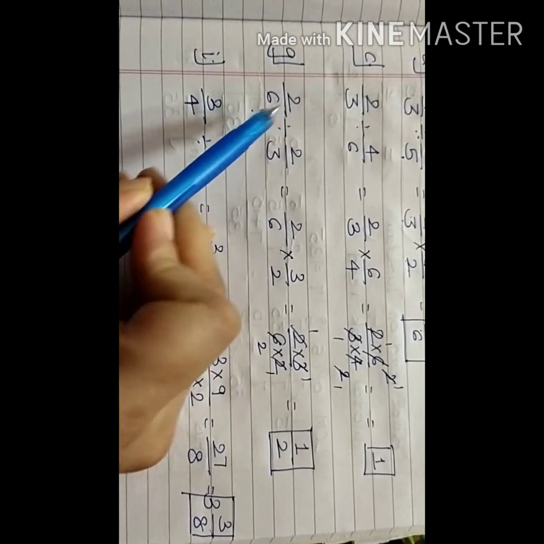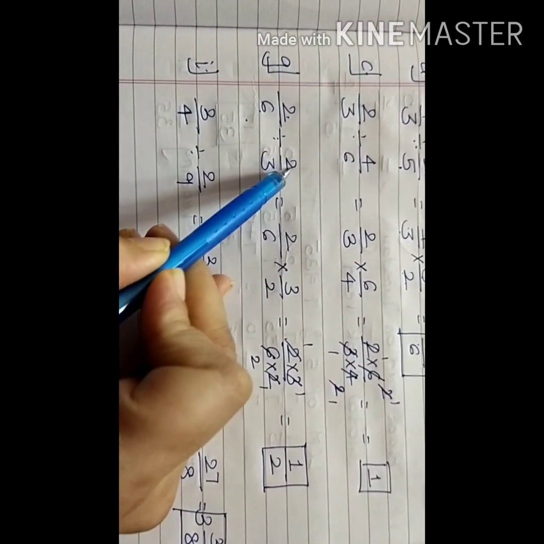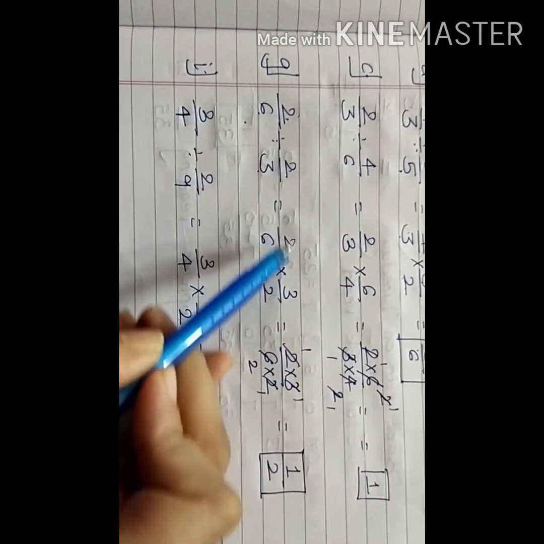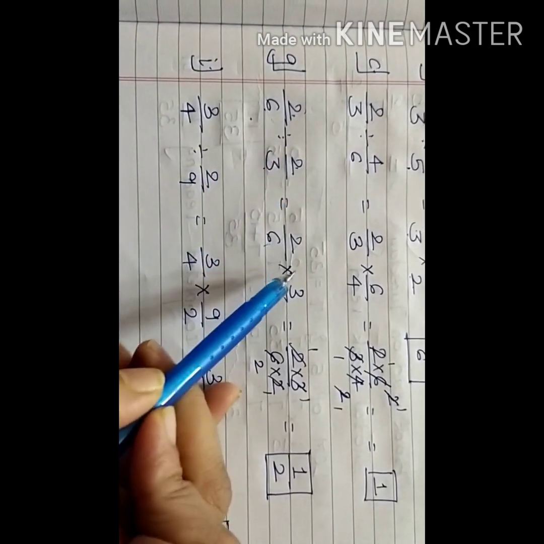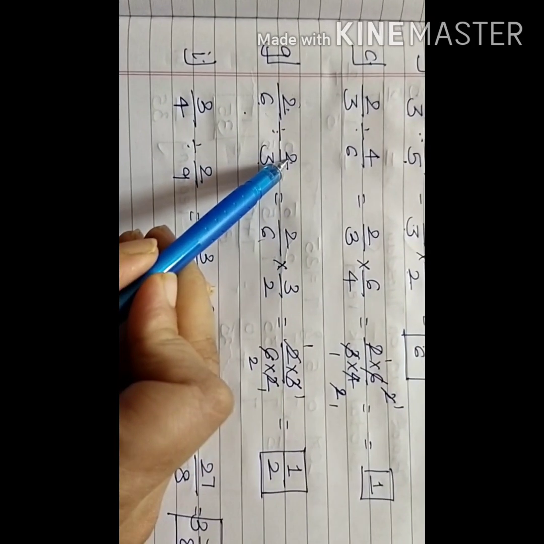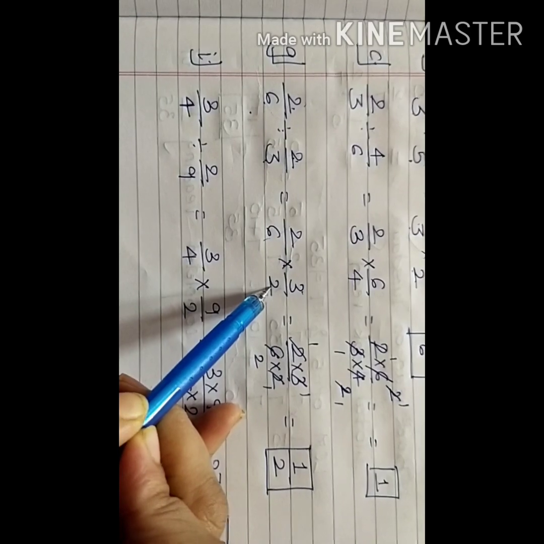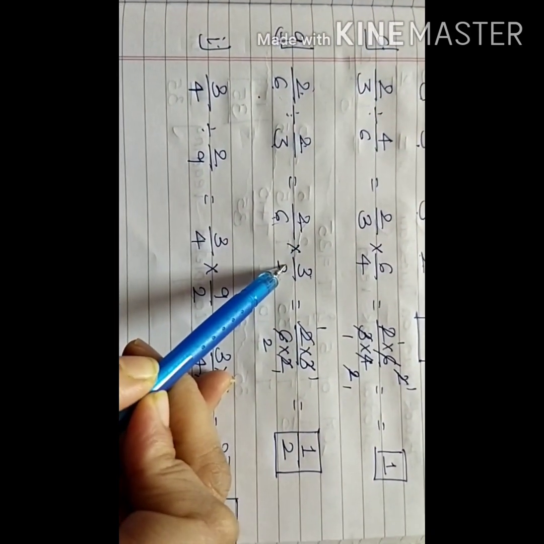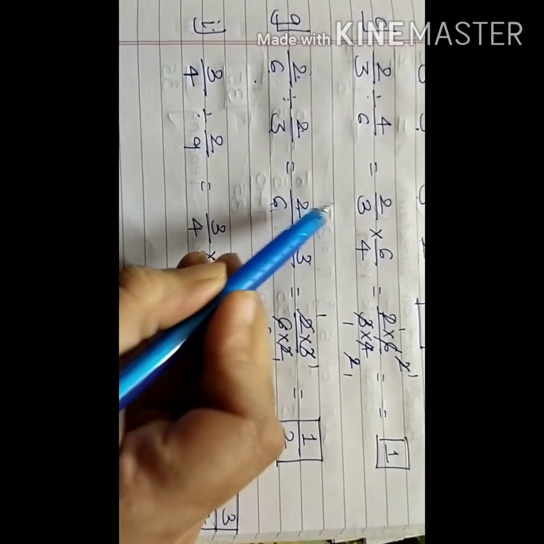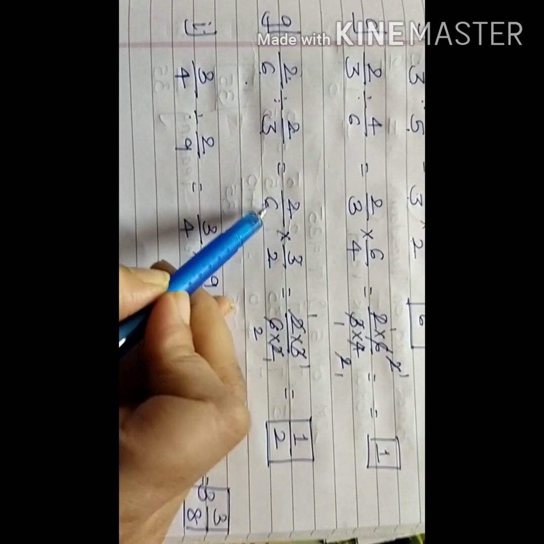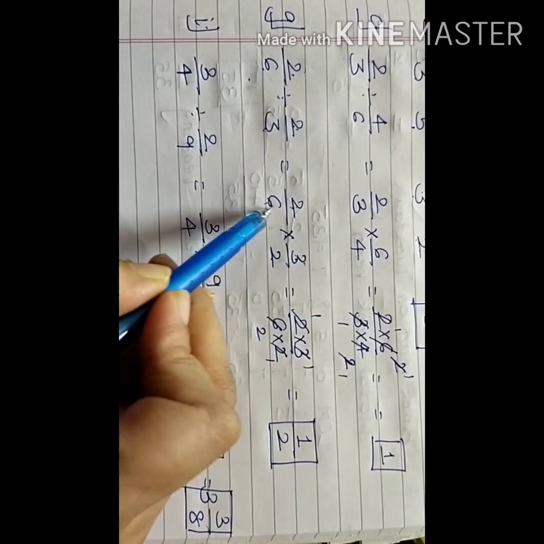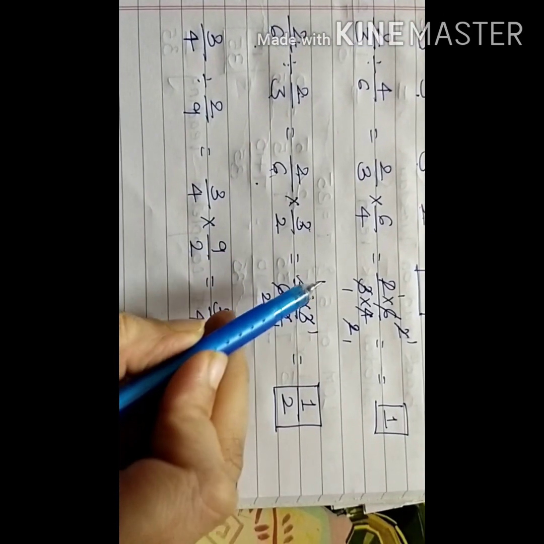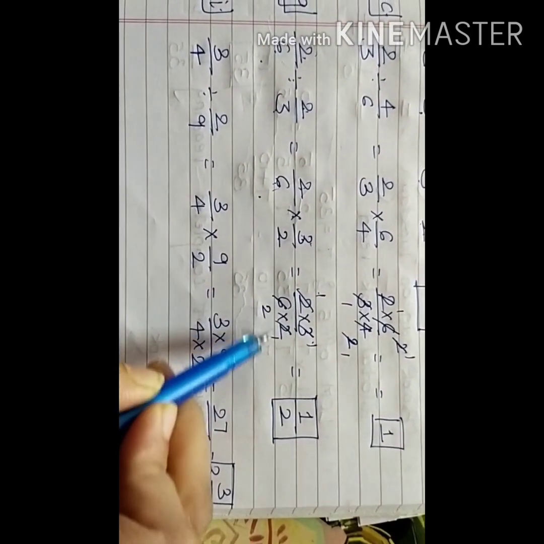Let us see the next one. 2 upon 6 divided by 2 upon 3. 2 upon 6 kept as it is. Division converts into multiplication. Reciprocal of 2 upon 3 is 3 upon 2. I could see 2 and 6 can be reduced, and also 2 and 2. So here again I have reduced 2 and 2, and also 3 and 6 can be reduced. So 3 ones are 3, 3 twos are 6. So what is remaining is 1 into 1 is 1 and 2 into 1 is 2.